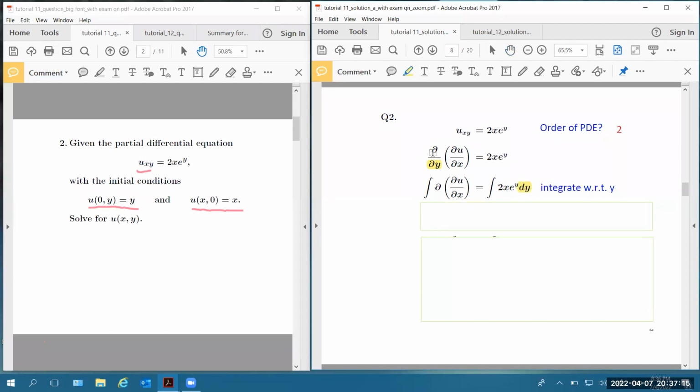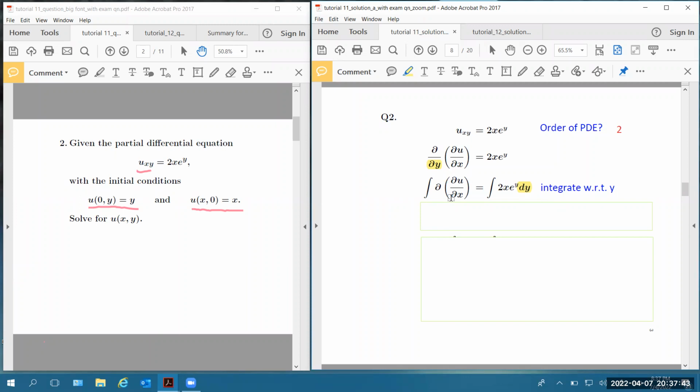Then here you still have your del u del x. After that, you just put your integration sign. This step we call integrate with respect to y, because you see here you have dy. So that's called integrating with respect to y. Then we go and evaluate these integrals.